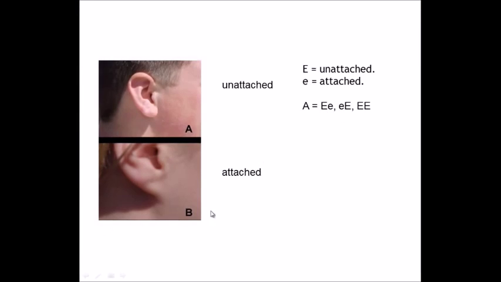But in the case of B, the only genotype they could possibly have is small e, small e. Because for a recessive allele or a recessive gene to be expressed, you need two within your genotype. So that is the only possible permutation. So genotype is essentially the genetic makeup of an organism. And there's another word called phenotype, and that's how it's expressed. In this case, all that means is either you've got an unattached or an attached earlobe, and that's your phenotype. Another phenotype might be eye colour or hair colour. So phenotype is how it's expressed.